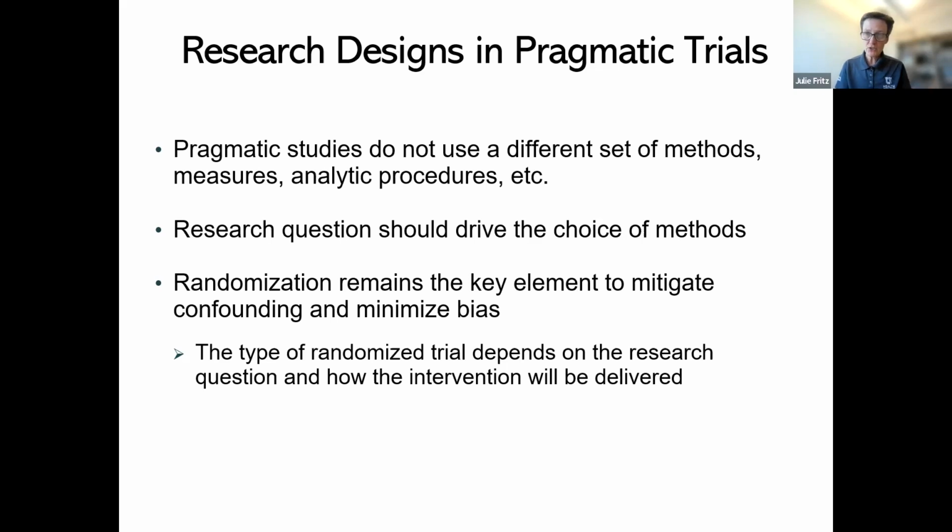And randomization is still the most important factor to minimize the likelihood of confounding and bias, particularly selection bias. But pragmatic trials raise some additional considerations, particularly around randomization and minimizing bias, that other trials can avoid because they're not attempting to take place in routine care settings. And we'll talk a little bit about that.